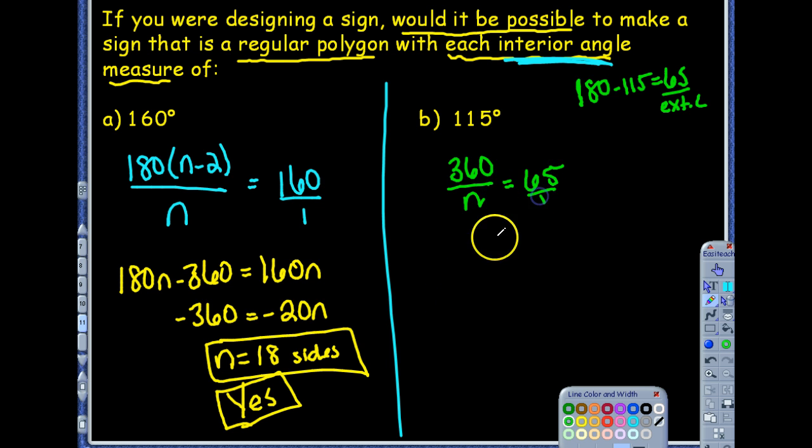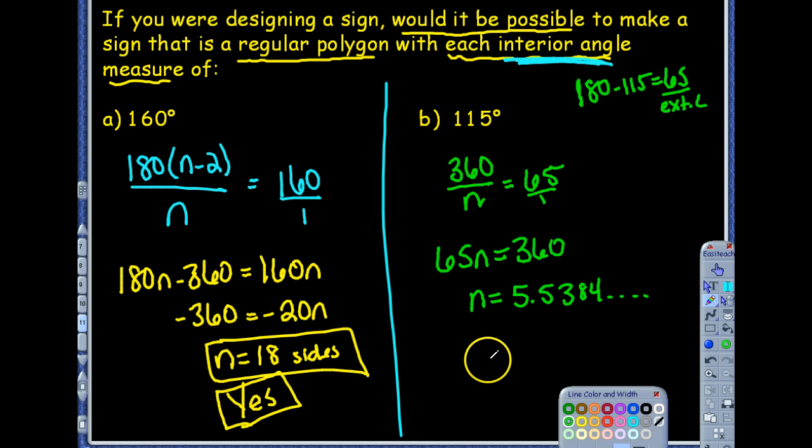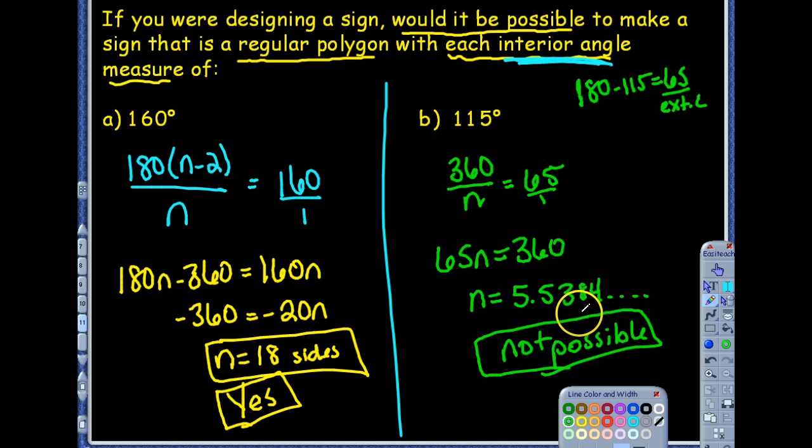So let's cross multiply. I get 65n equals 360. And if I divide each side by 65, here's what my calculator says: 5.5384, and so on. Can you have a number like 5.5384 of sides? Of course not. So that means this is not possible. And if I explain, I can't have a decimal amount of sides or a fraction of a side. In other words, you either have a side or you don't. You have to have a whole amount. They can be longer or shorter, but you either have the side or you don't.